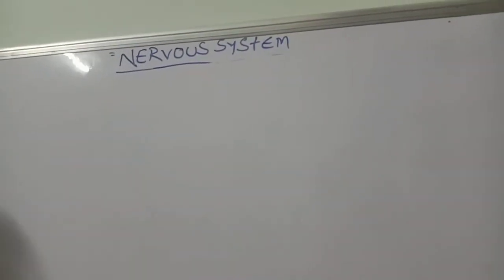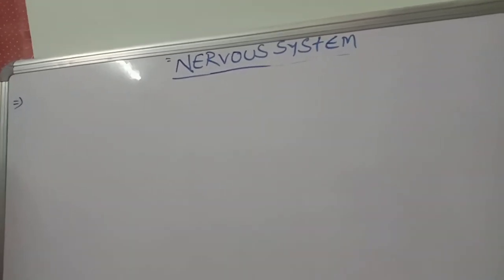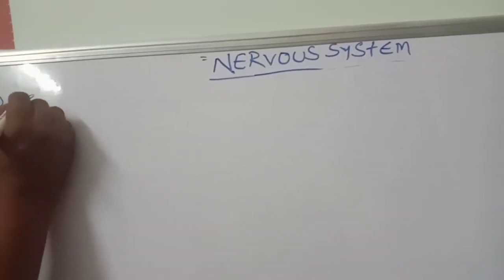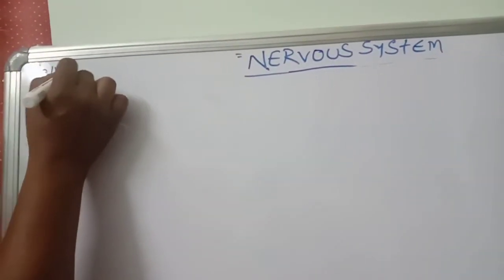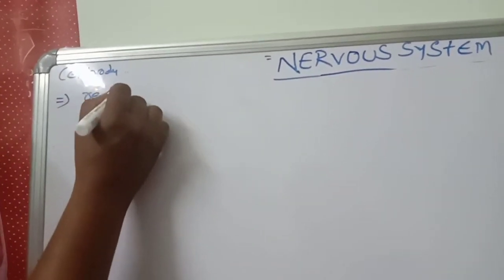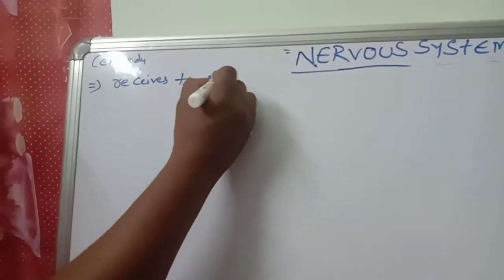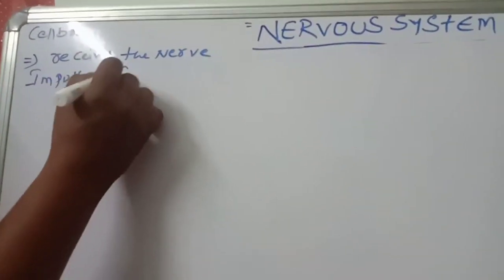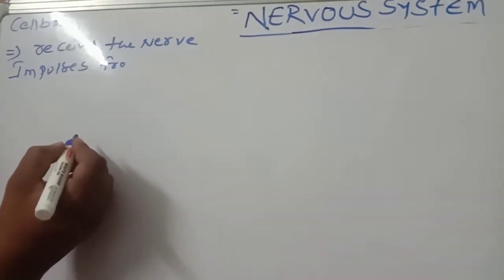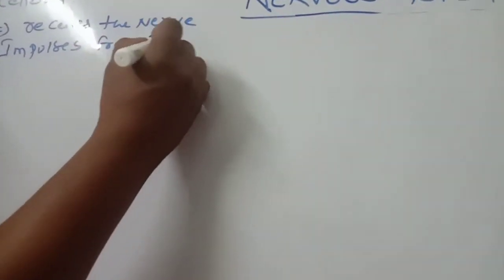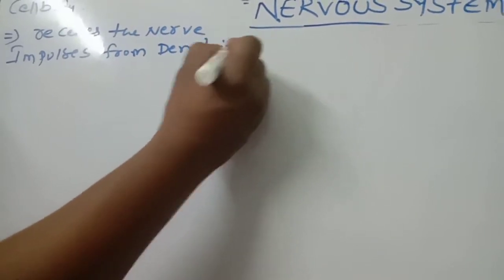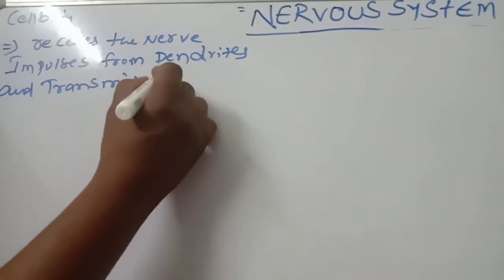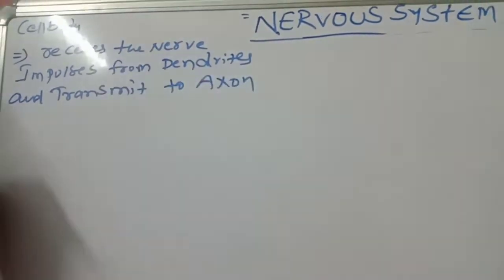The next concept is one more point about the cell body: the cell body receives the nerve impulses from dendrites and transmits them to the axon. This point you should have to remember.